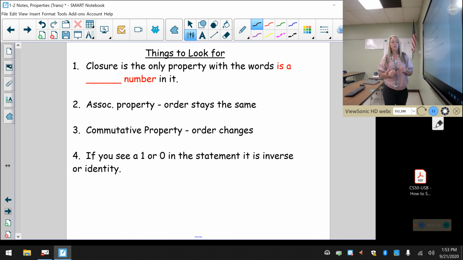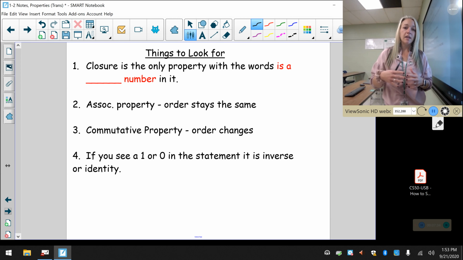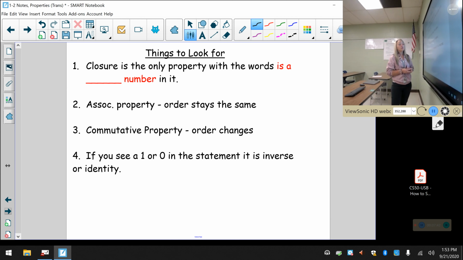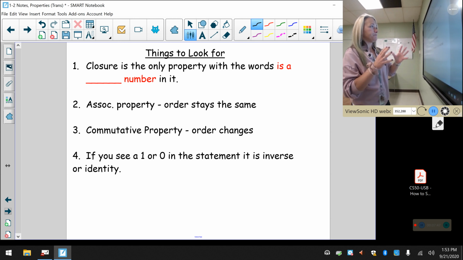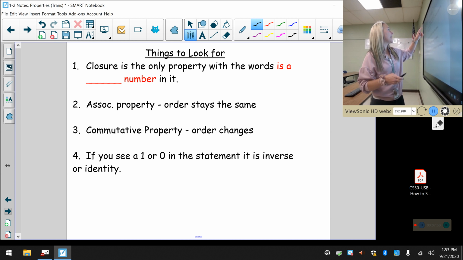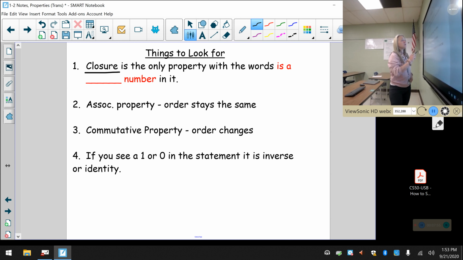Here are some things to look for. That's all the axioms or properties I'm going to give you. I'm going to give you some hints on how to do the worksheet and what the right answers are. So whenever you see an expression that has the phrase is a whole number in it, we know it's going to be the closure property. And I'll show you an example of that in a little bit. But what you remember is that if you see the words is a whole number, or is an integer, or is a rational number, or whatever, you know it's going to be closure property.